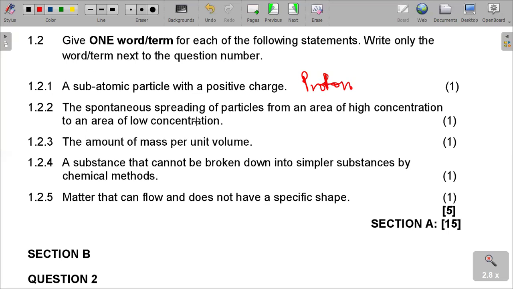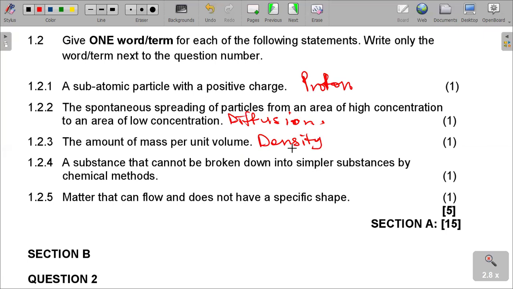The spontaneous diffusion of particles from an area of high concentration to an area of lower concentration, we call that diffusion. And then the amount of mass per unit volume, that is density. Density is mass per unit volume.